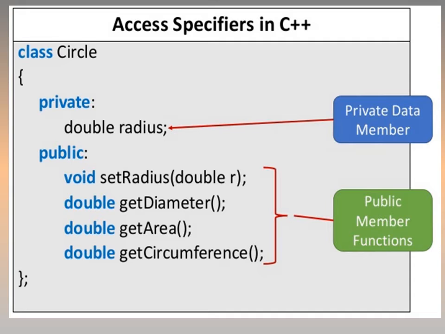Now public. Under the public access specifier we declare the public member functions: void setRadius(double r), double getDiameter, double getArea, and double getCircumference. So these are the data members and the member functions. The data member we declare under the private access specifier, and the member functions we declare under the public access specifier.